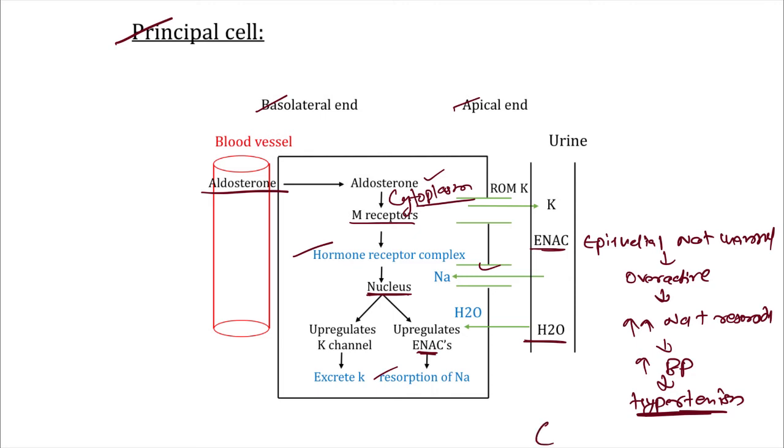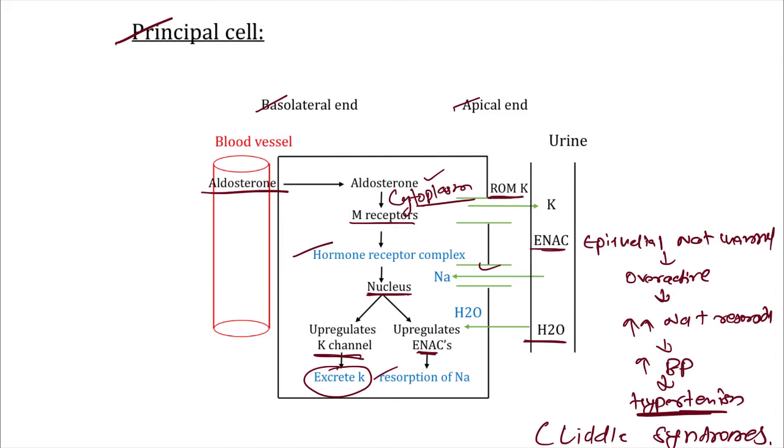The name is Liddle syndrome, right? Now, this aldosterone inside the nucleus also upregulates some potassium channels and will cause excretion of the vital ion potassium. What are these potassium channels, sir?